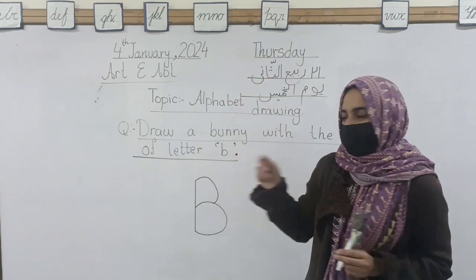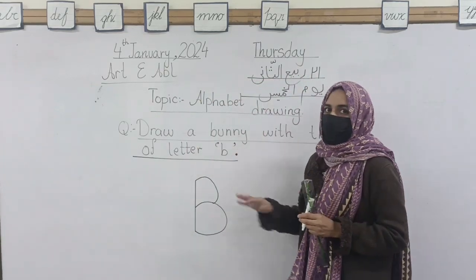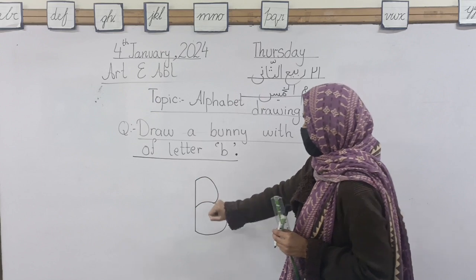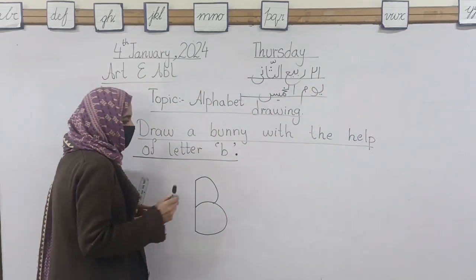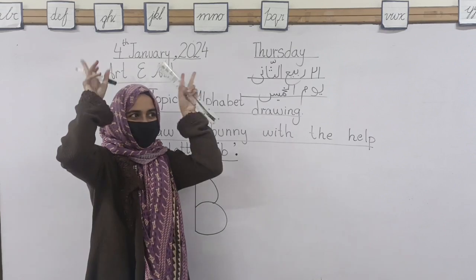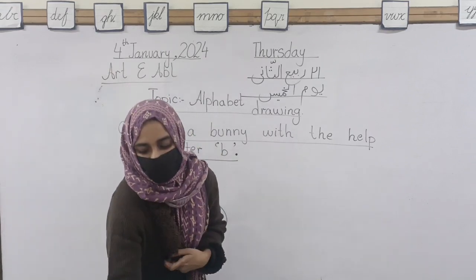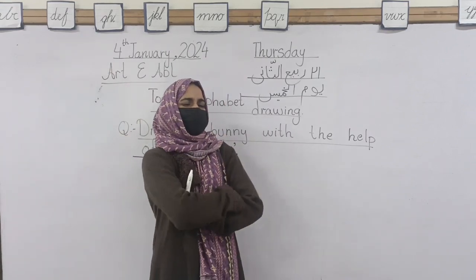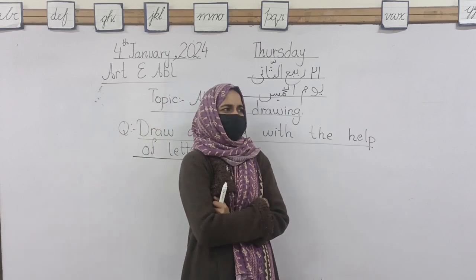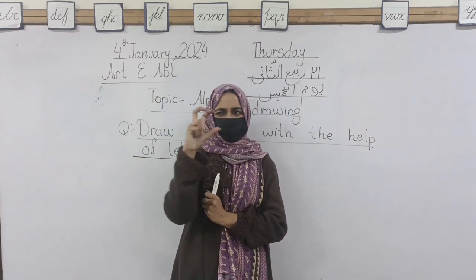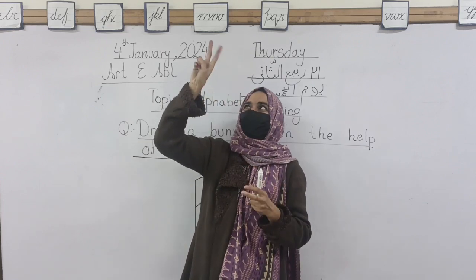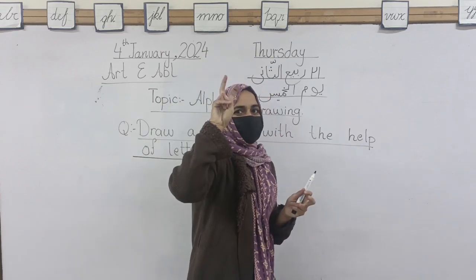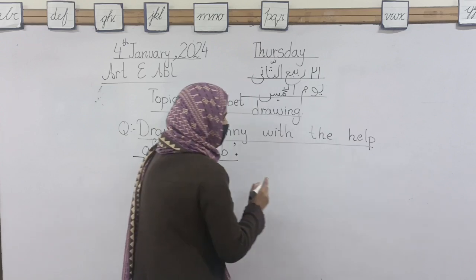Now I am going to tell you the next step. After writing the B, we are going to make its ears. Okay, students, how do the ears of a bunny look? Do they look like this? Yes. Or like this? Yes, they look like this, in this form. Okay.